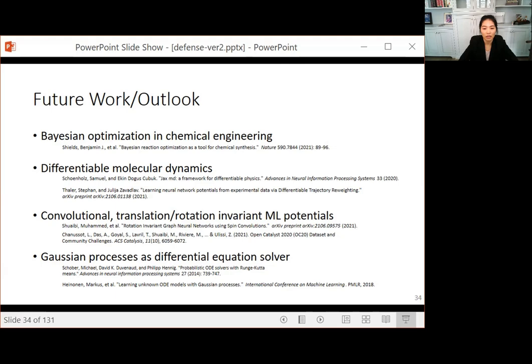And then another area is the convolutional and translation rotation invariant machine learning potentials. And there's been a lot of interest in this field. And we see a lot of the state-of-the-art models for different benchmarks are models of this form. So if you're interested, you can take a look at Zach's Open Catalyst Dataset and Community Challenges. And then we also see Gaussian processes as a differential equation solver. There are some papers on this topic, and we think this could be interesting for engineers, and it could potentially have applications for like computational fluids.